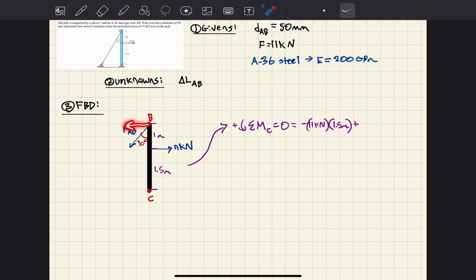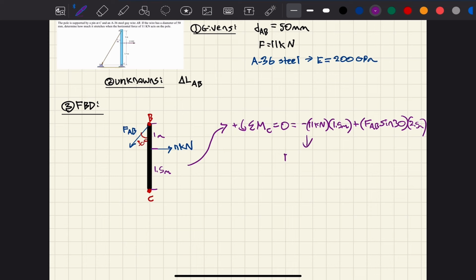How do I find this component? Well, it's simply FAB sine of 30, right? Not the actual force, the component of the force is going to cause this moment. Because if you see this component of the force, it's parallel to the distance. So, yeah, but this is just a review, hopefully. Okay, so FAB, the force, sine 30, multiplied by the distance, and in this case, it is 2.5 meters.